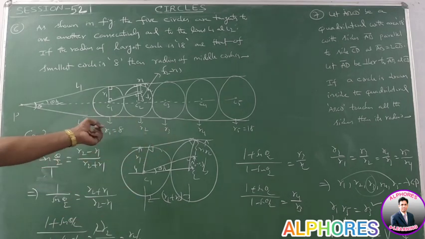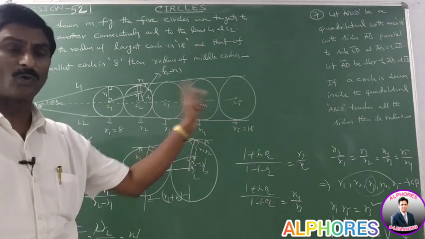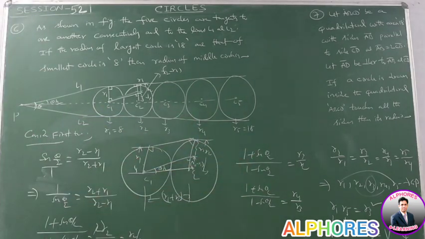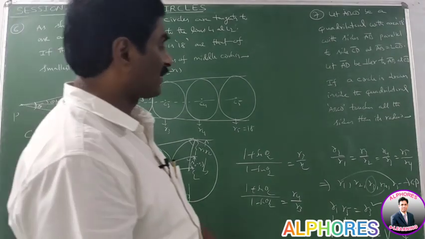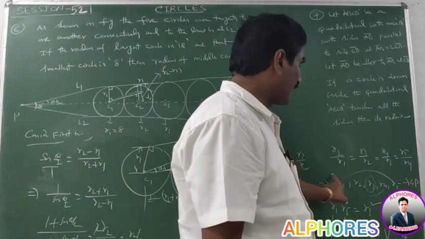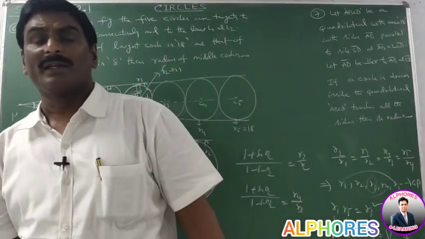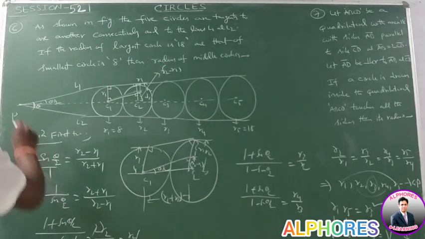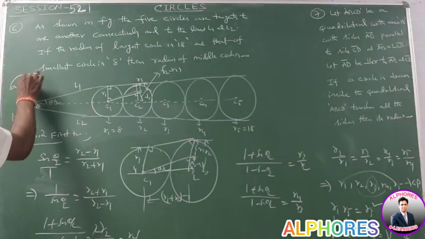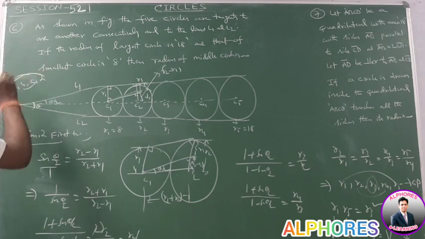Similarly, for the circles 2 and 3, 3 and 4, 4 and 5. Finally, we get R2 by R1 is equal to R3 by R2 is equal to this value. These are in GP. If A, B, C are in GP, what is the condition? AC is equal to B square. Suppose A, B, C, D are in GP. What is the condition? A into D is equal to B into C. By using that property, we find R3. Okay.